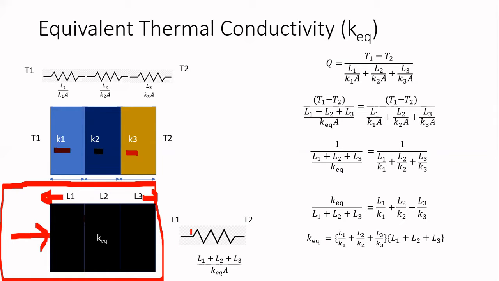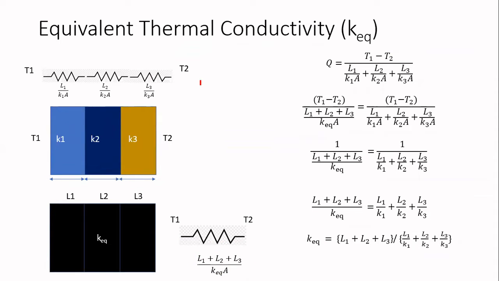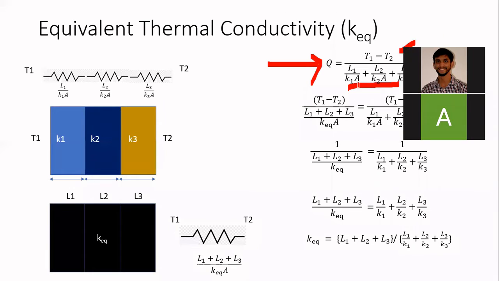If I write the resistance for this case, in between T1 and T2 we will have a single resistance, and the resistance value will be given by L1 plus L2 plus L3, which is the length of the material, divided by K equivalent multiplied by area. So the rate of heat transfer will be given by T1 minus T2 divided by the summation of all the resistances.